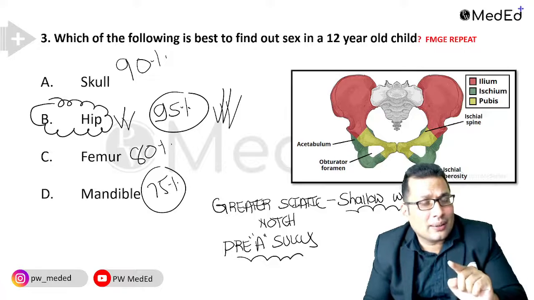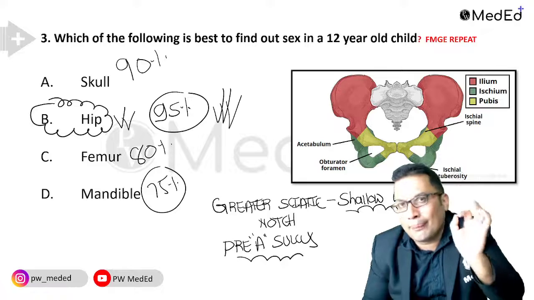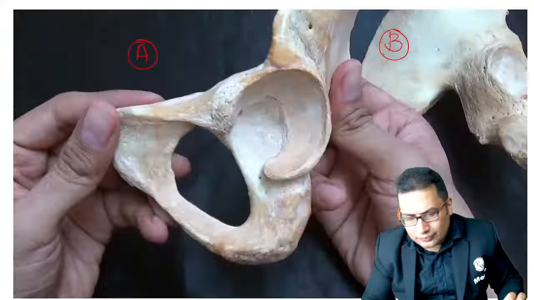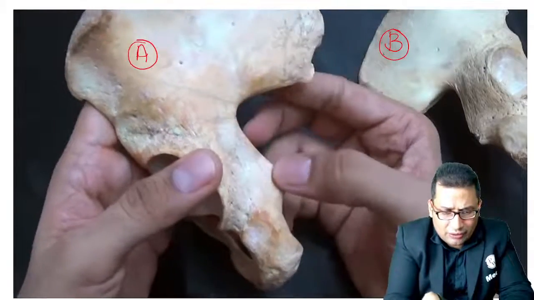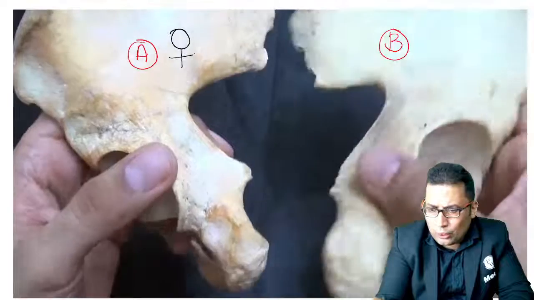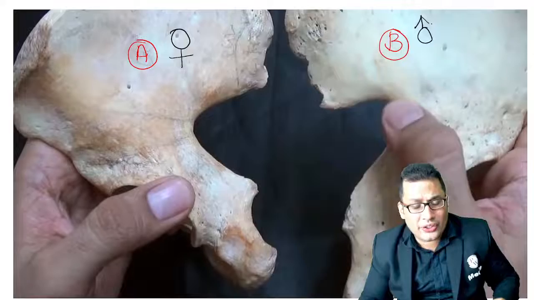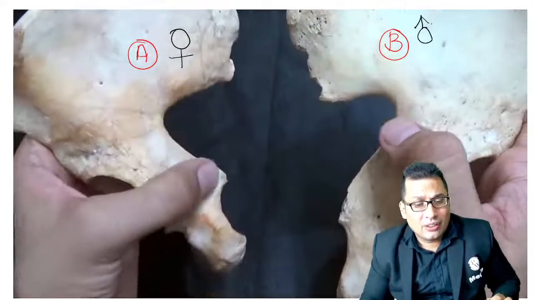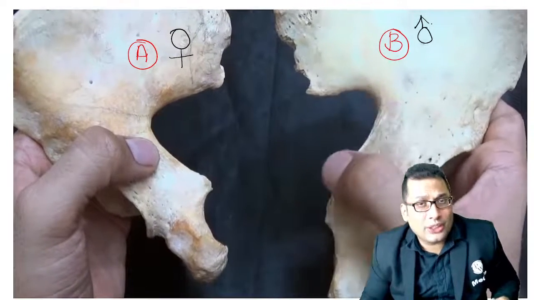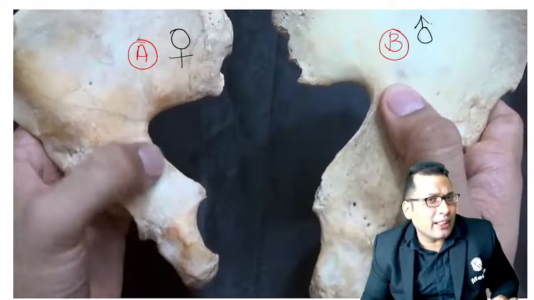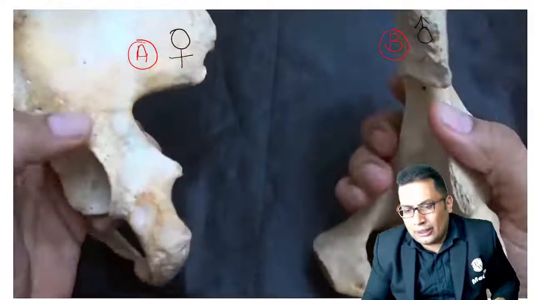And the preauricular sulcus is prominent in the female pelvic bone. Let's see about it. Look at this. Here are A and B. A is the female pelvic bone, B is the male pelvic bone. You can observe the greater sciatic notch: it is wide and shallow in the female, deep and narrow in the male. This is a very important finding in estimation of sex between male and female pelvis.